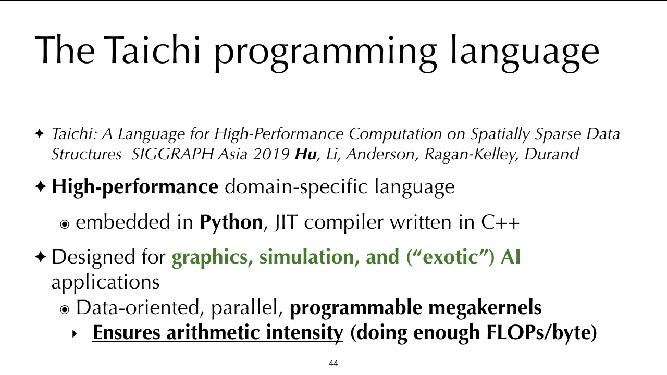And one defining feature of Taichi compared to TensorFlow is what we call programmable megakernels. Those programmable megakernels allow programmers to write high-performance kernels using just Python, and more importantly, those megakernels map to a single CUDA kernel on the GPU. That ensures that we're having very high arithmetic intensity, meaning we're doing more flops per byte.